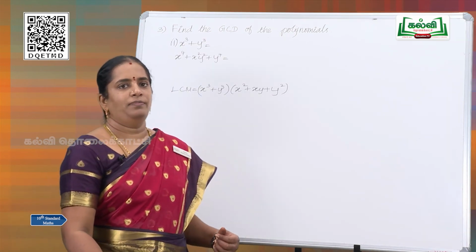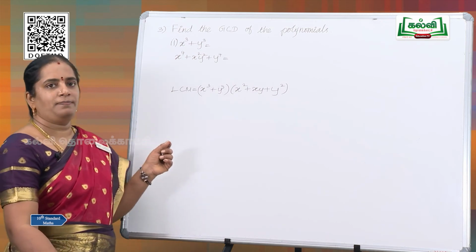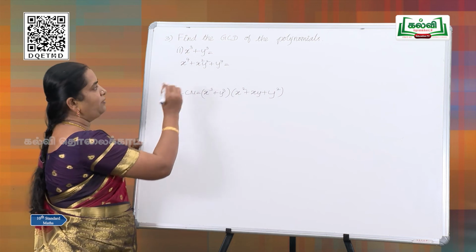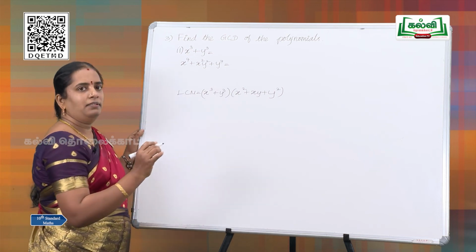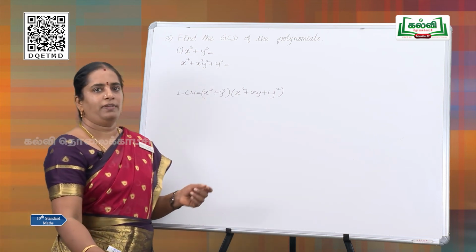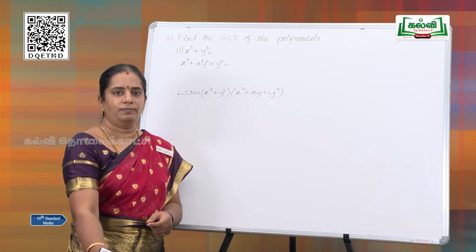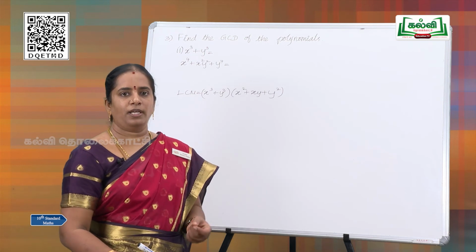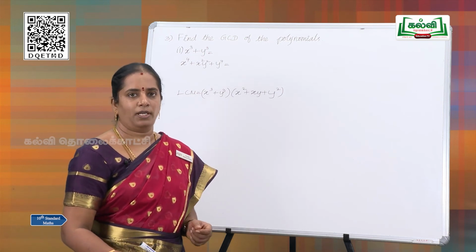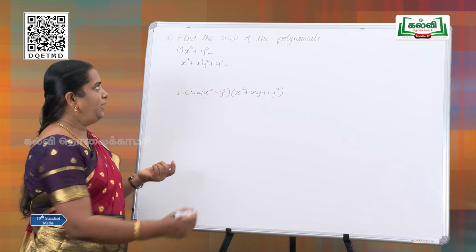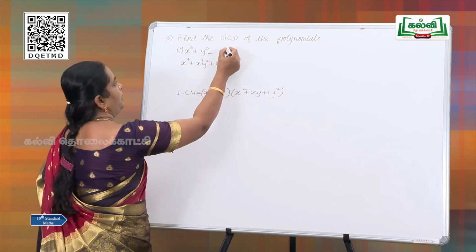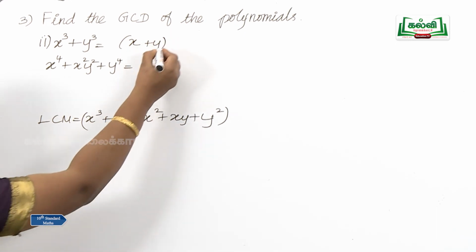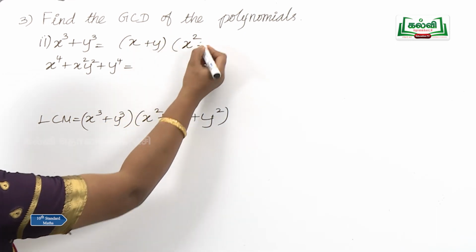See, in this sum, we have two polynomials. Both are higher degree polynomials. First we have to factorize these using the identities of algebra. So, we have a cube plus b cube is equal to a plus b into a square minus ab plus b square. So, using that we are going to factorize this polynomial, as a is x and b is y. So, a plus b into a square minus ab.